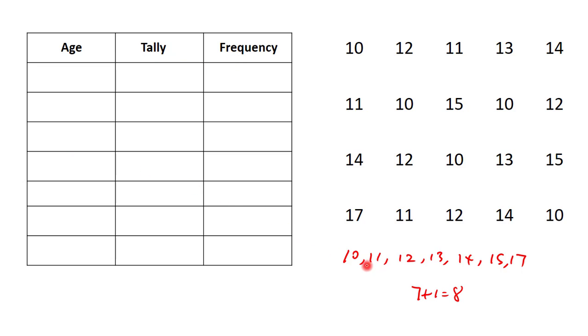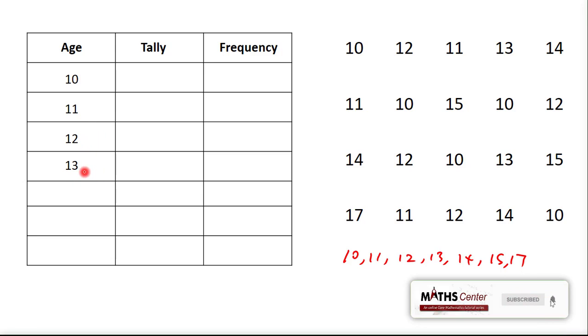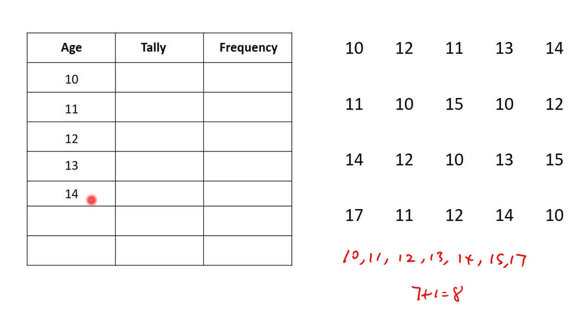Then after that, we will list the different ages that we have in the first column. Remember that when we are listing the ages, we will do that in ascending order. That is from the smallest to the highest. So the first one will be 10, the second one will be 11, the third one will be 12, the fourth one will be 13, the fifth one will be 14, the sixth one will be 15, and the seventh one will be 17. We have now completed the first column.